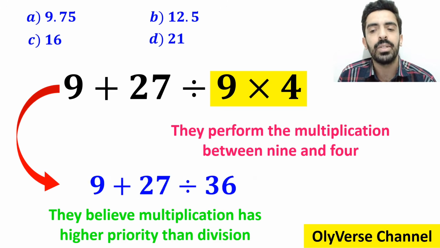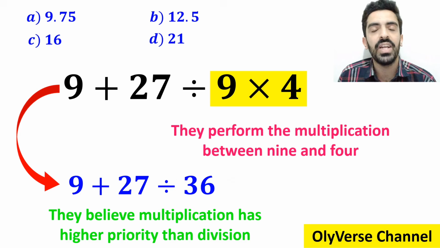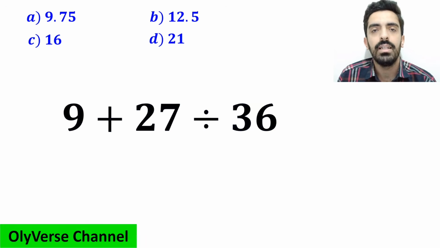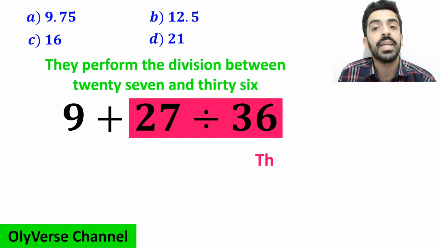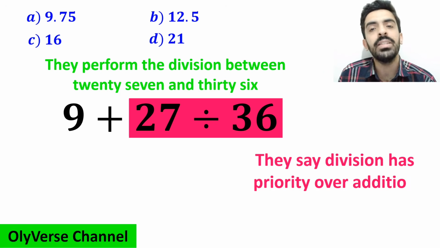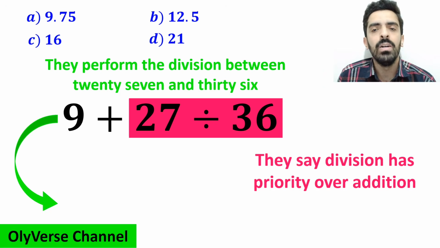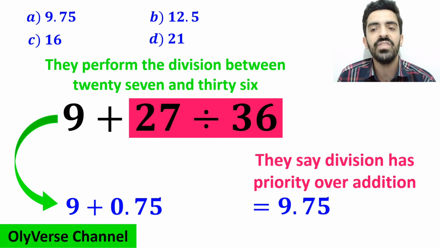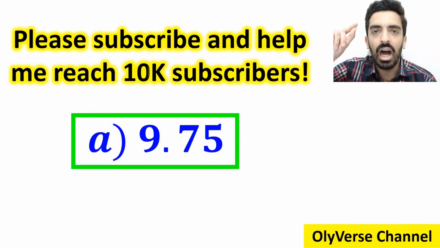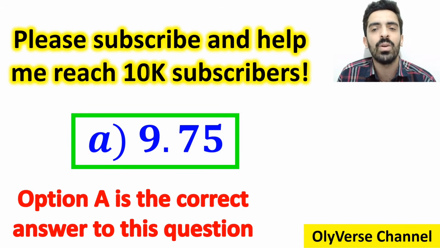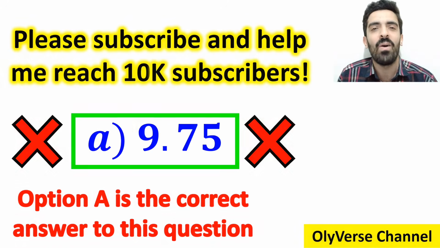So, instead of this expression, they write 9 plus 27 divided by 36. And the next step, they perform the division between 27 and 36 because they say division has priority over addition. So, they simplify this expression to 9 plus 0.75, which ultimately gives them the answer 9.75. Then, without any hesitation, they quickly say that option A is the correct answer to this question. However, this answer is absolutely wrong.